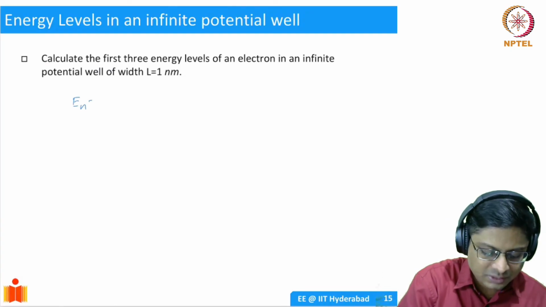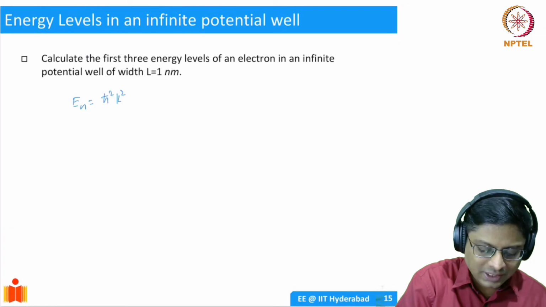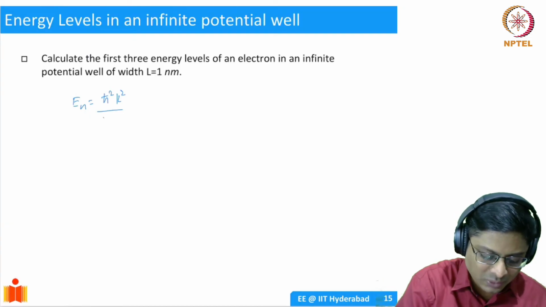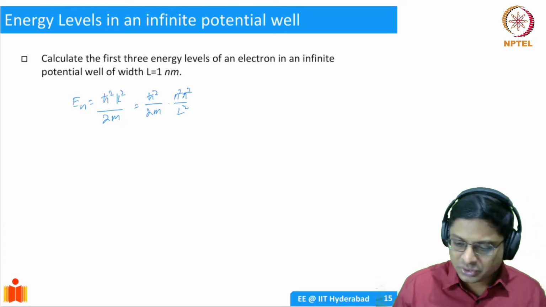So you know that energy is basically, just remember, you don't have to remember these formulas, E is equal to P square by 2m, which is h cross square k square divided by 2m. And k is basically n pi by L. So h cross square by 2m, k square is n square pi square divided by L square. Substitute.